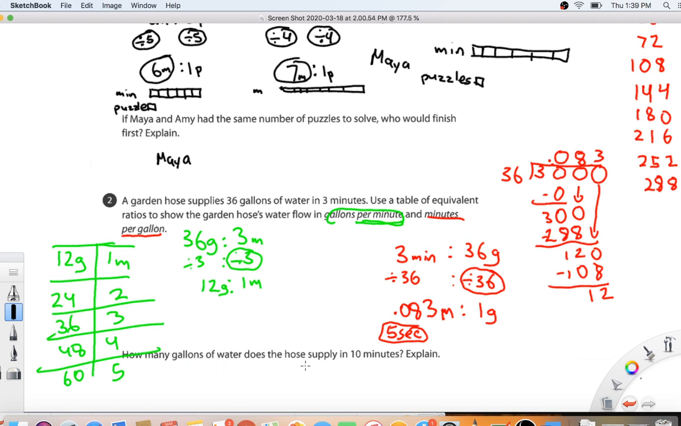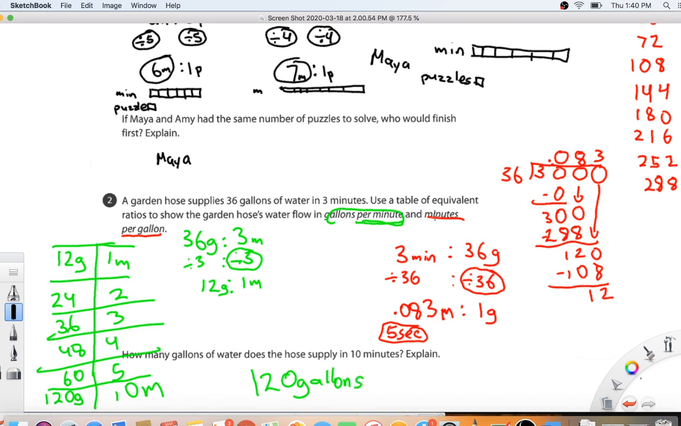How many gallons of water does a hose supply in 10 minutes? So 1 minute, 2 minutes, 3 minutes, 4 minutes, 5 minutes. To get to 5 minutes, it's 12 times 5, it's 60 gallons. But this question is asking us for 10 minutes. So what we can do is 12 times 10 to get how many gallons it would be for 10 minutes, because it's skip counting by 12. 12 times 10 gives you 120. That means the hose supplies 120 gallons in 10 minutes.